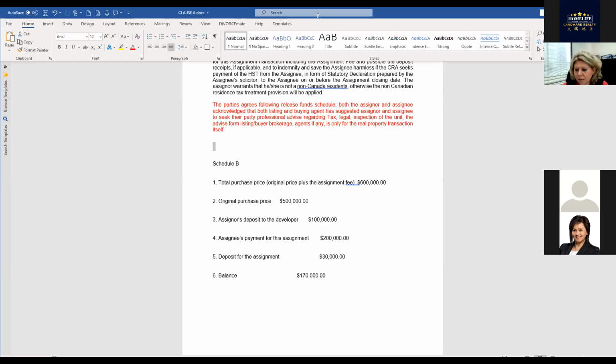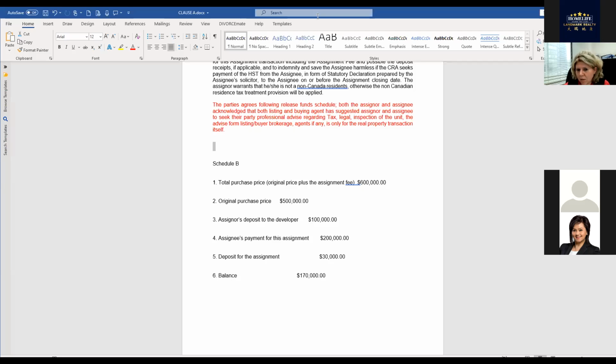Because at that time I cannot tell you at the assignment stage what will be the final price. Even the assignor's lawyer is going to prepare a statement of adjustment, but that one is only for the assignment, not for the final purchase price. And even if you ask the developer to provide an SOA, he will not provide it. He will provide it 10 business days before the final closing. So you can make a calculation according to the original agreement of purchase and sale. You can easily calculate the land transfer tax, and you can have an idea of 20, 30,000 more on the purchase price.